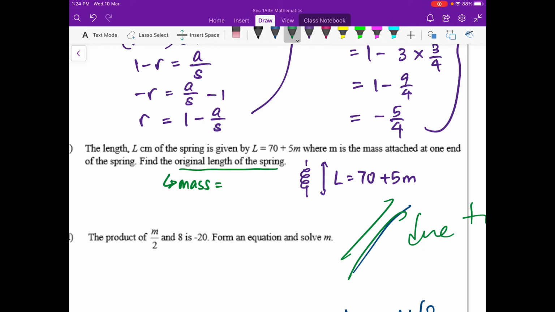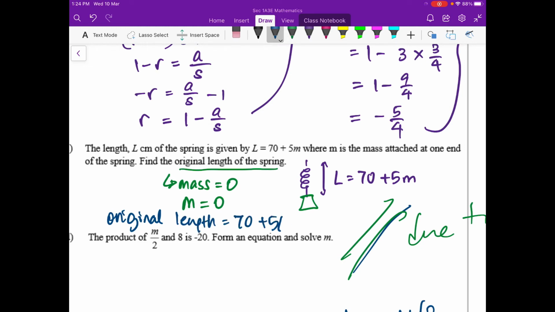Are you even putting anything on the spring? Is there anything attached to the spring? No, right? Because we want the original, so you are not attaching anything to it. If you're not attaching anything to it, then what is the mass that you attach to it? 0. Exactly. The mass is 0. M equals to 0. So the original length, because you didn't put a mass to it, is 70 plus 5 times 0, which is just 70 cm.